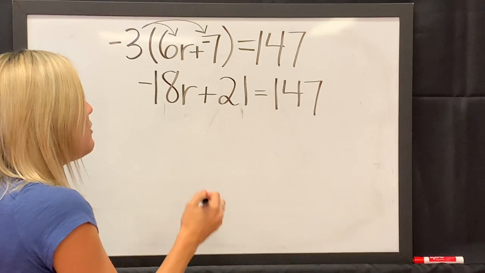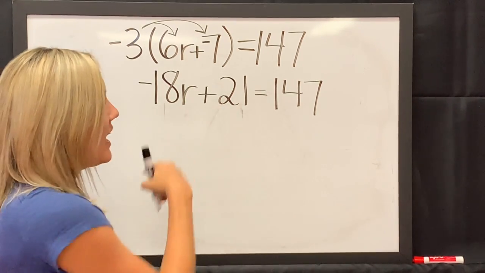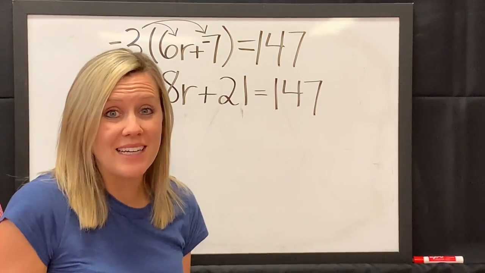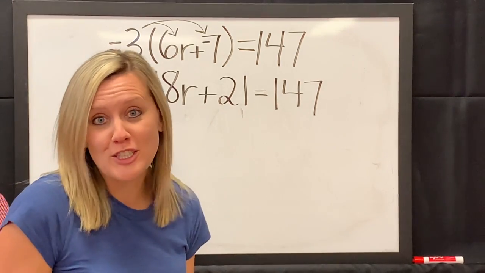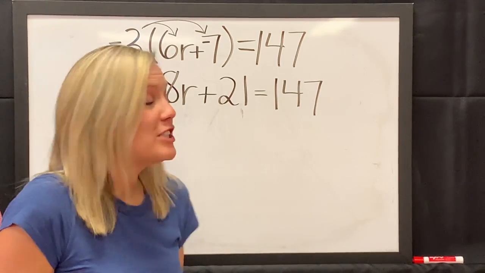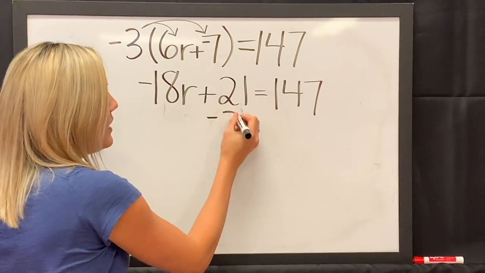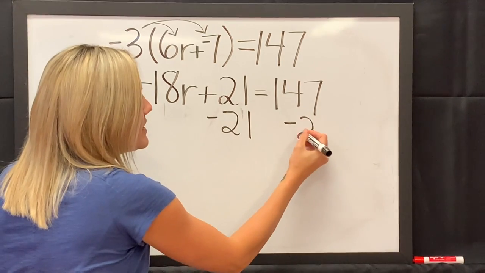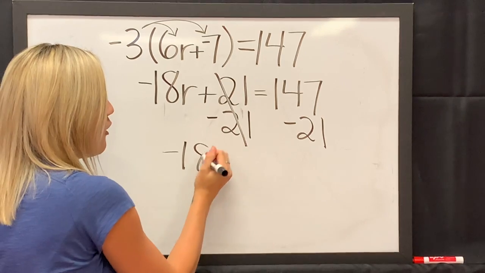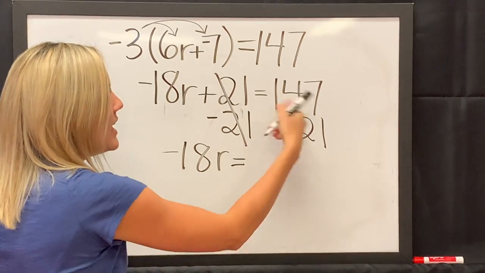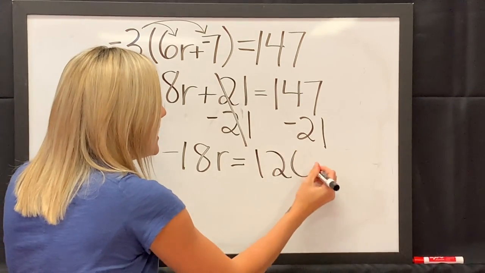Now, I need to get rid of this -18 and this 21 from this left side because I want my variable by itself. And if you need help with two-step equations, I encourage you to watch the video I made on that. That will help you know where to start. But I am going to subtract this 21 from this side, and these are going to cancel, and I'll be left with -18r equals, and then 147 minus 21 is 126.